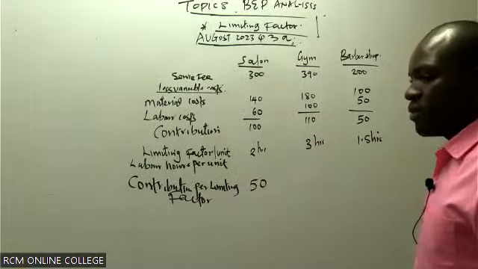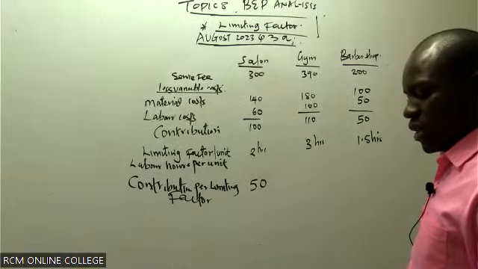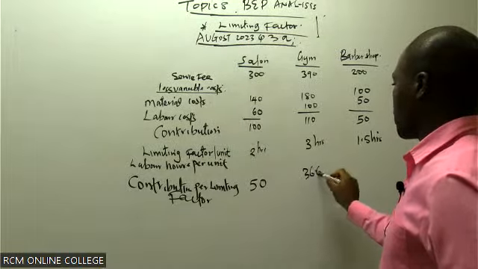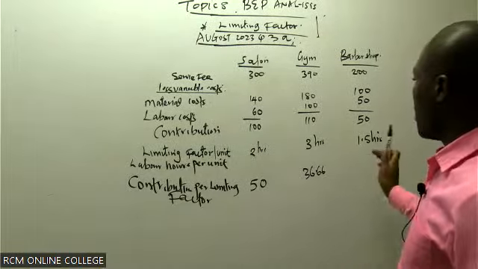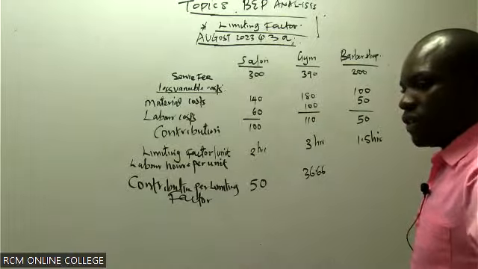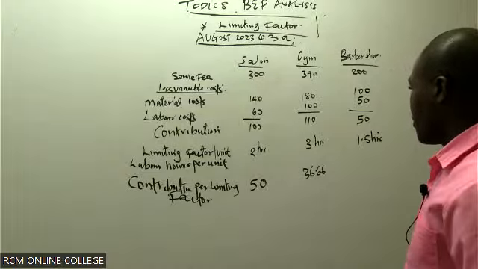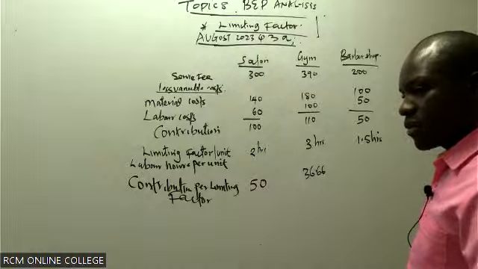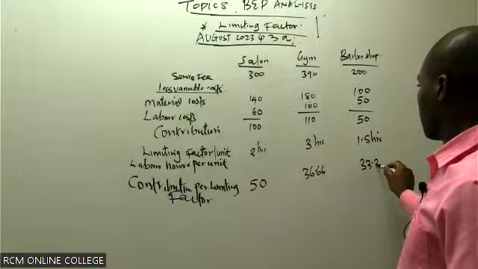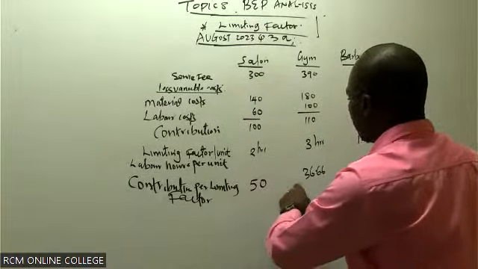How about this part? 110 divided by 3. 110 divided by 3 tutakuwa na ngapi? 36.66. How about this? 50 divided by 1.5. 50 divided by 1.5 tutakuwa na ngapi? 33. So that is the contribution per limiting factor.